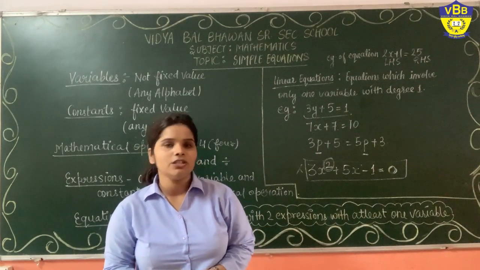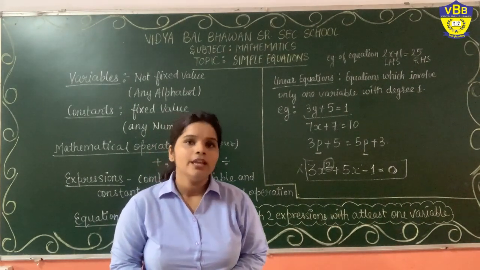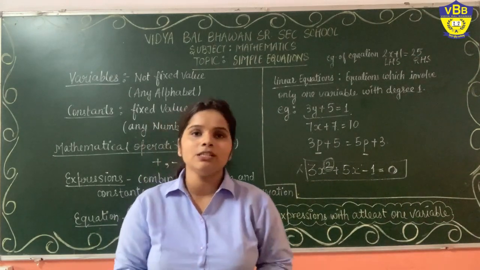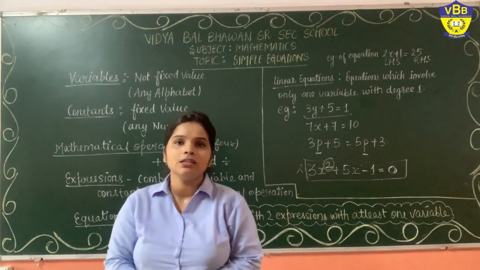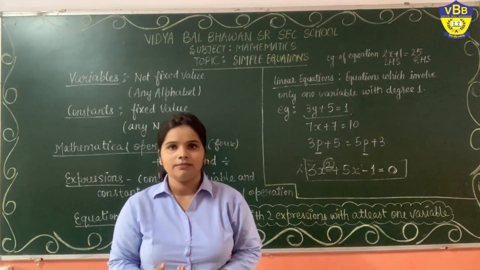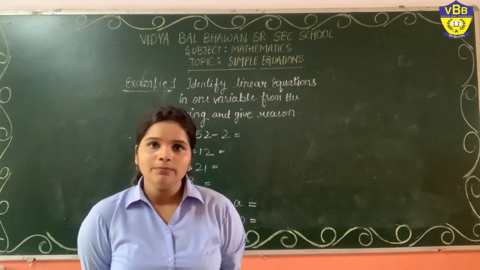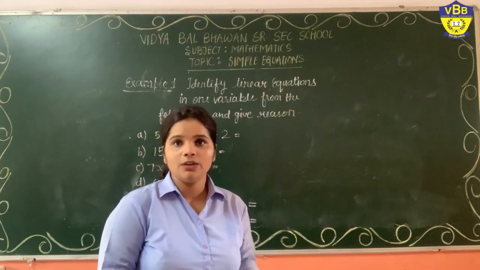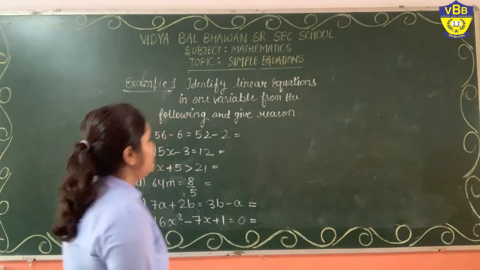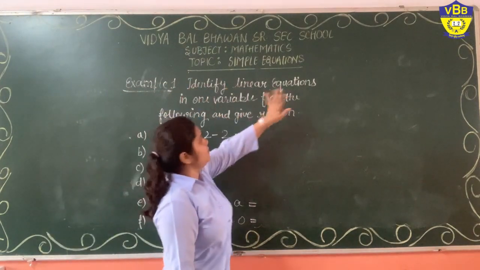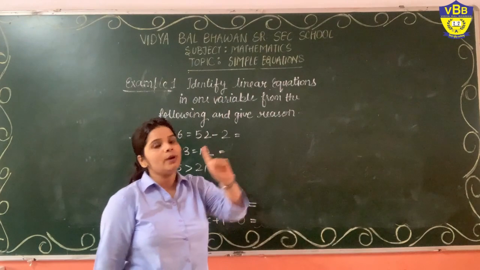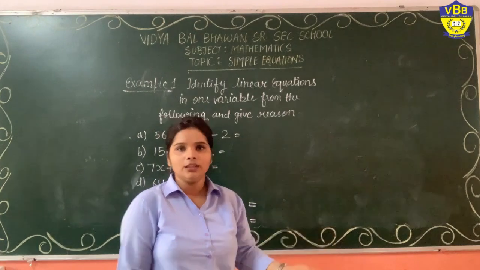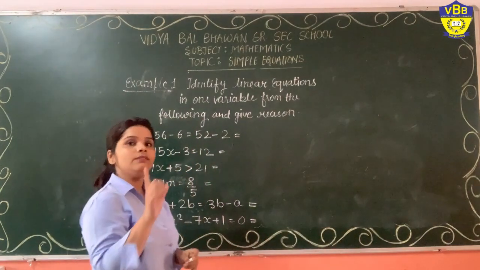What is a linear equation and how do we set up an equation? An equation is set up with the help of expressions, and expressions are made up of variables and constants using mathematical operations. Now let's talk about an example and question about identifying linear equations, whether the given equations are linear or not. Here is one example. Identify linear equations in one variable. You have to identify the linear equations in one variable from the following and give a reason if they are not linear equations.